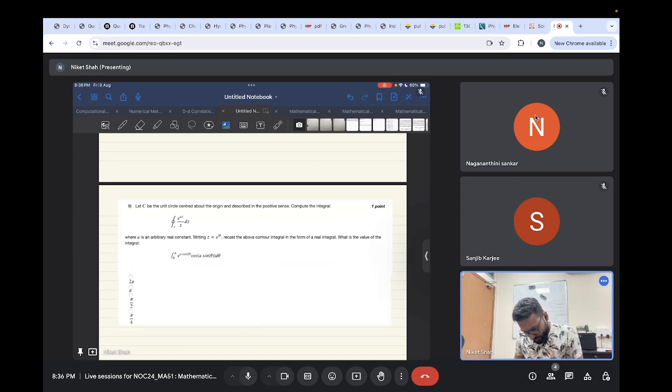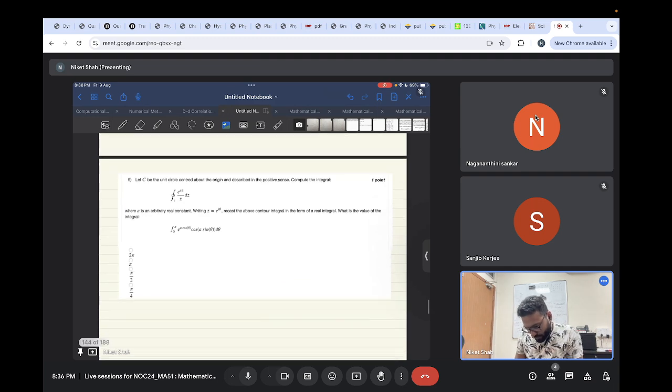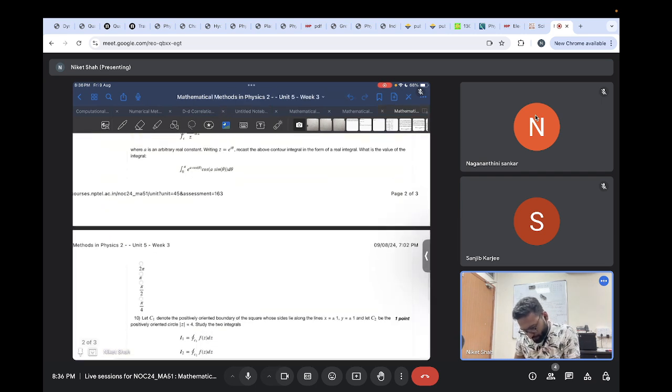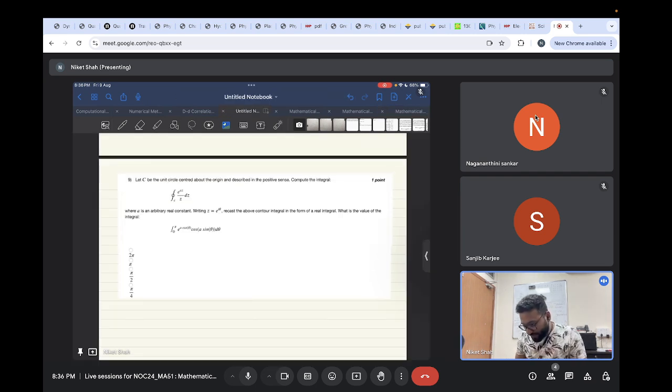All right, so this is your question. So let C be the unit circle centered about the origin and described in the positive sense. Again, the center is at the origin and the circle is described in the positive sense. Compute the integral of e to the power az divided by z dz. C is the unit circle. A is an arbitrary real constant. We are told that A is real.